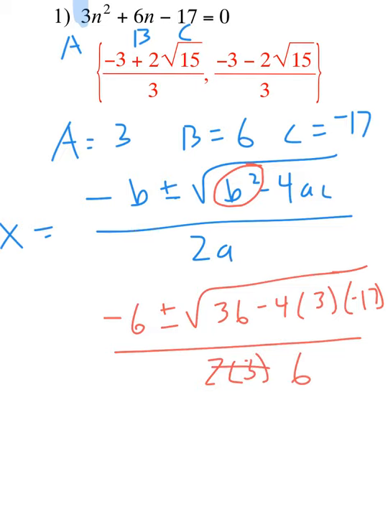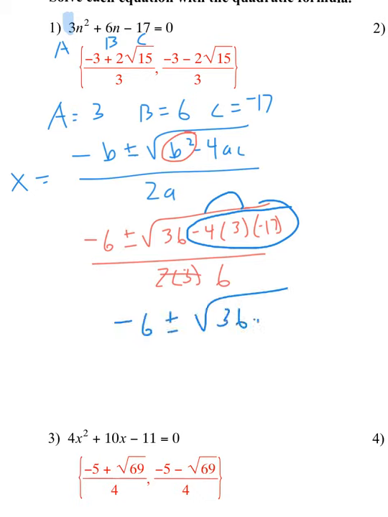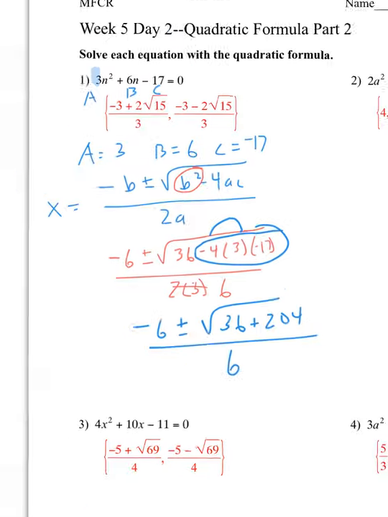So let's switch colors here. Remember, we have to do the math starting with the negative 4. That's the part where people make the mistake. Start with the negative 4. So negative 4 times 3, negative 12. Negative 12 times negative 17, that's positive 204. So I'm going to have negative 6 plus or minus the square root of 36 plus 204, and then all of this divided by 6. So 204 is going to add to 36 and give me 240.